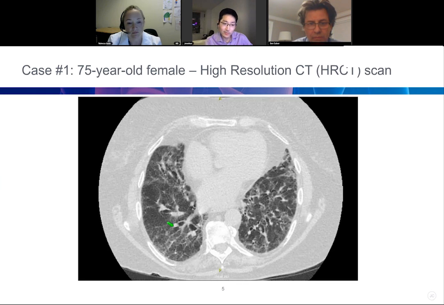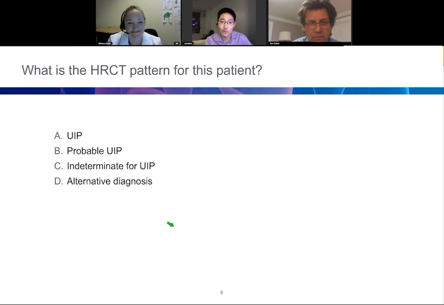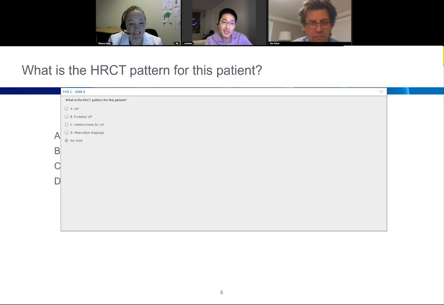So instead of me doing all the work, let's make you guys do some work. What is the HRCT pattern for this patient based on those CT findings? UIP, probable UIP, indeterminate for UIP, or alternative diagnosis. So we'll just let you guys vote there.